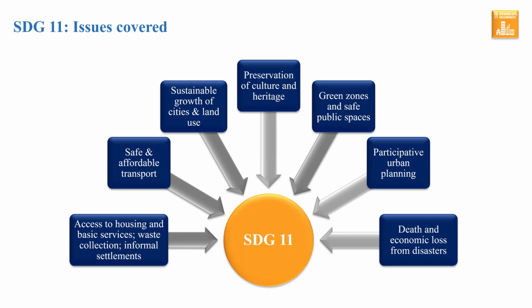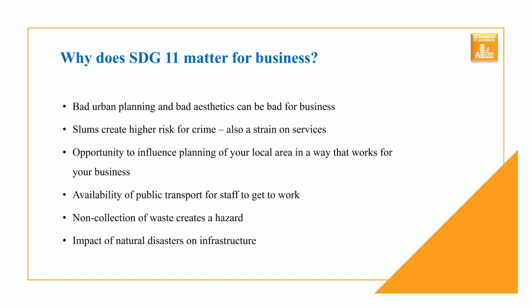Green zones, public spaces, I've spoken about. Urban planning should be participatory as well. Citizens should be able to have a say, the businesses should be able to have a say, civil society should be able to have a say as well in urban planning, and in the conversations and decisions that are made around that. And then disasters. The issue of disasters has come up under a number of goals, and I don't know why or how it is, but I guess, yes, death and economic loss from these disasters as well.